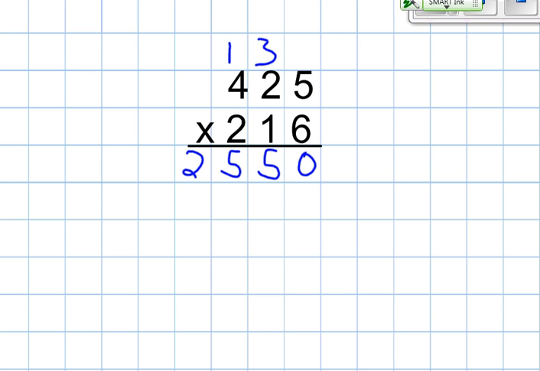Now we go to the tens. Right? First thing we're going to do is put a 0 down. 1 times 5. Right? Cross out the 3 because we're not dealing with it. 1 times 2 is 2. And 1 times 4 is 4.